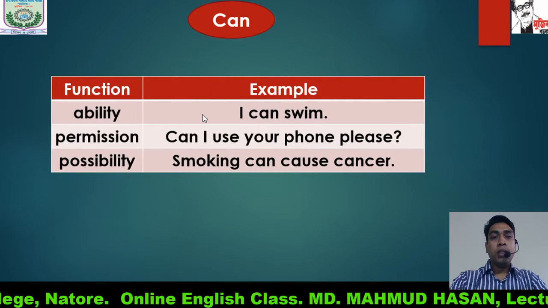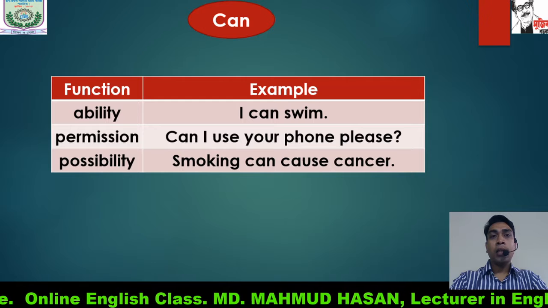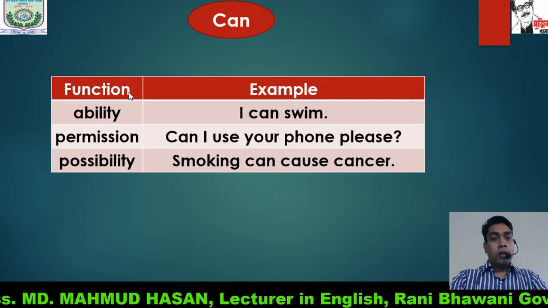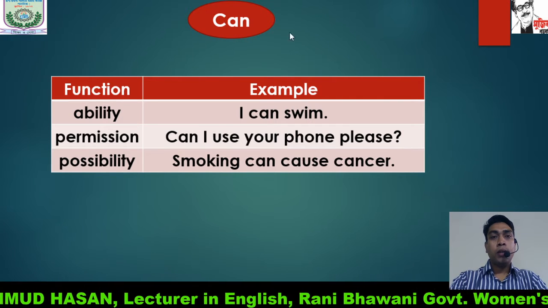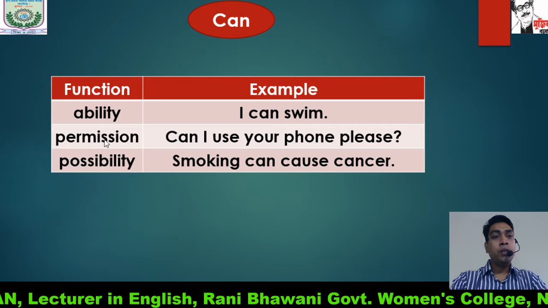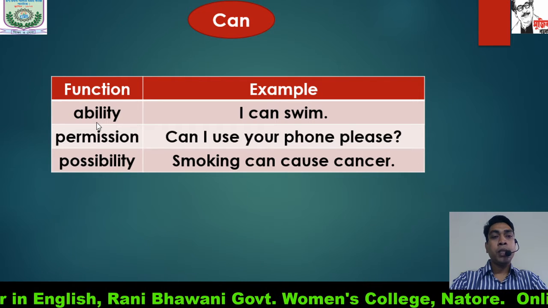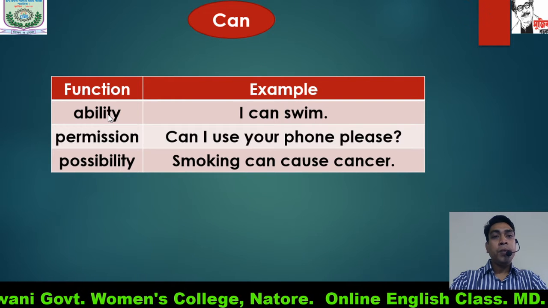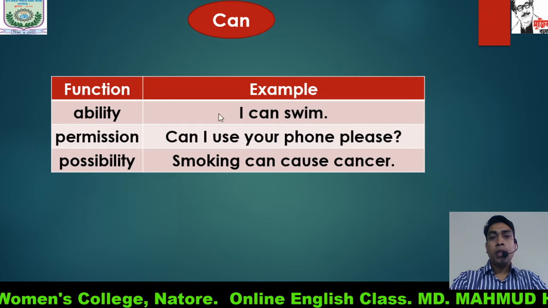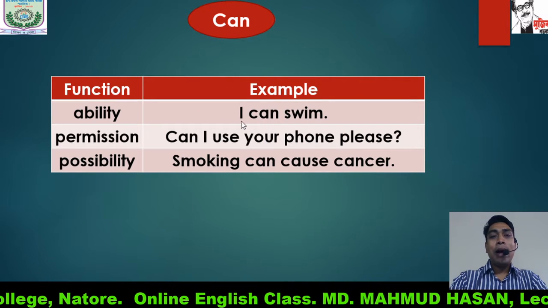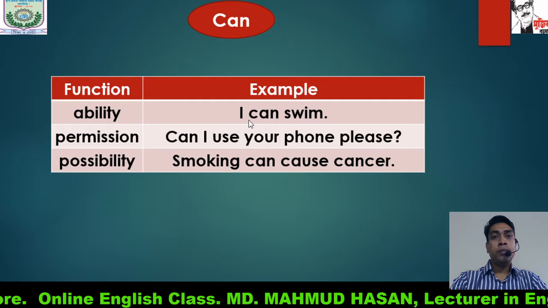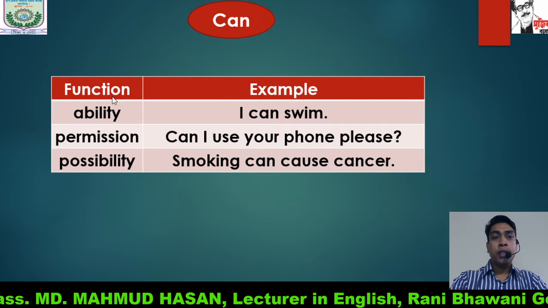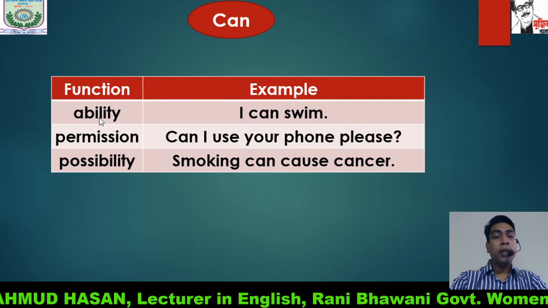So, my dear students, we can start with the function of can. We can use the modal verb can in three aspects. In case of ability, we use can. Examples will make it clear. I can swim. That means this is my ability, that I can swim. It shows an ability.